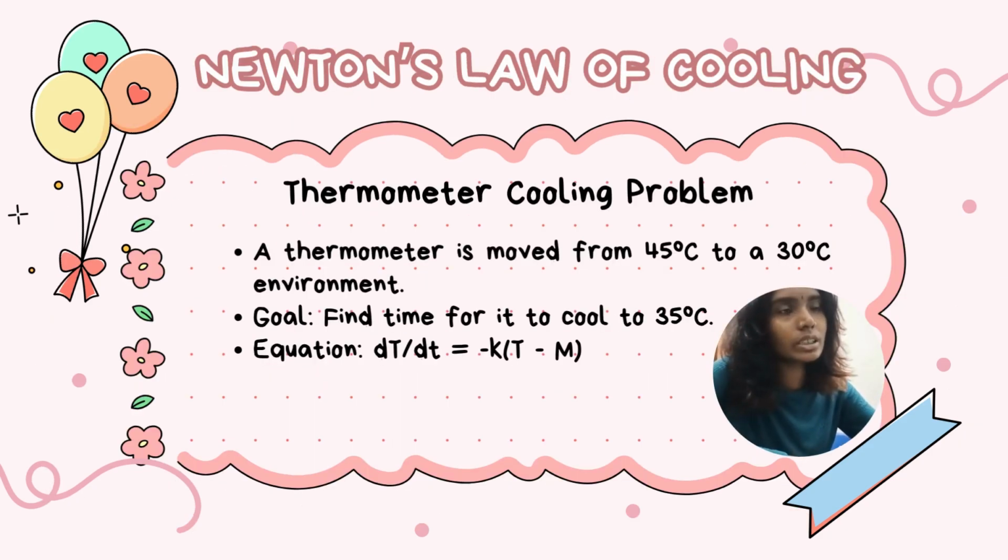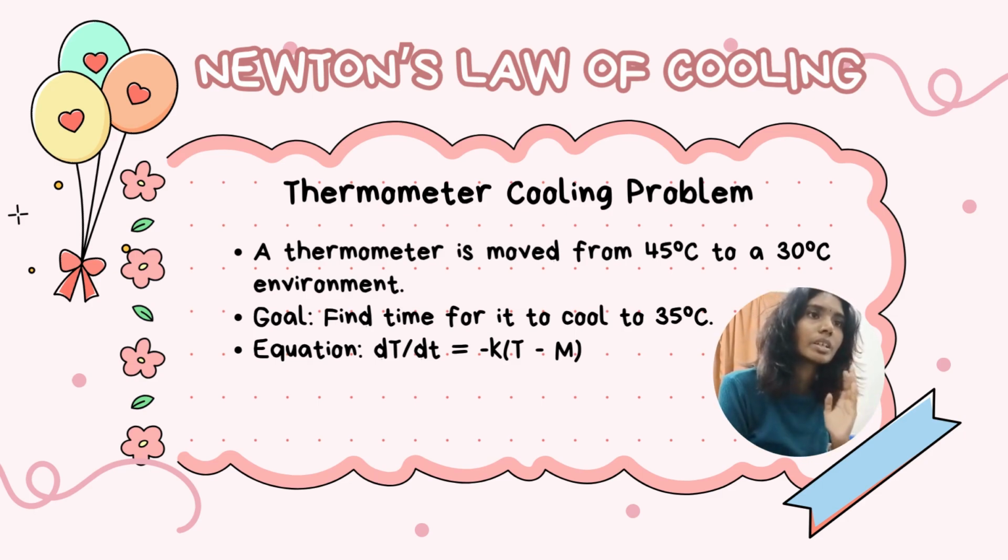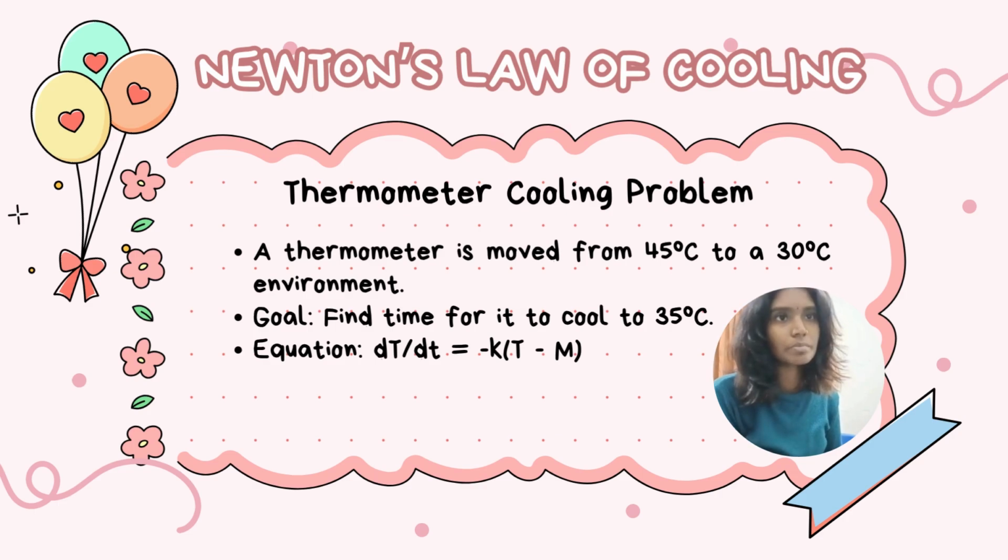Newton's law of cooling. Thermometer problem. Problem statement. A thermometer is moved from inside the house out to the deck when its temperature has reached 45 degrees Celsius. If the outer temperature is 30 degrees Celsius, how long will it take for the reading on the thermometer to change to 35 degrees Celsius? Use Newton's cooling law. dT over dt equals negative k in brackets T minus M, where T is the temperature of the body, M is the temperature of the surrounding medium, and k is a constant.